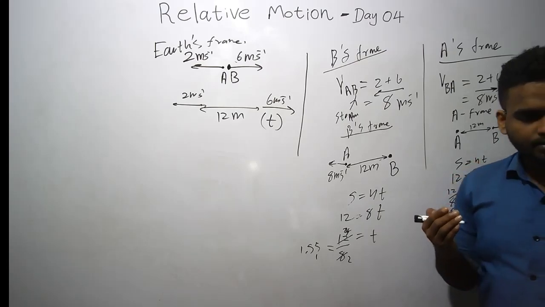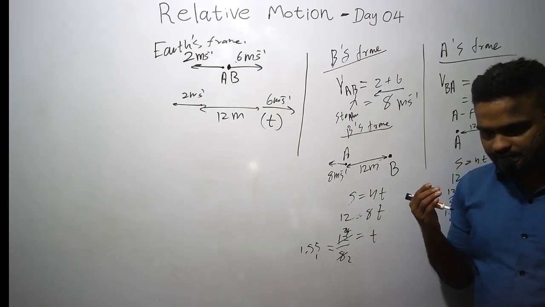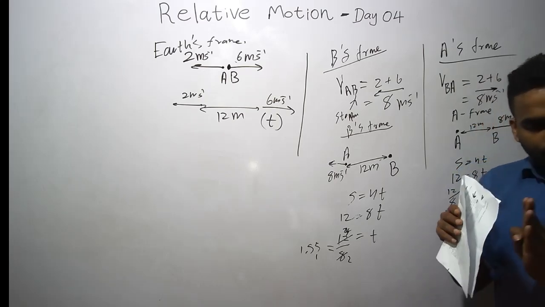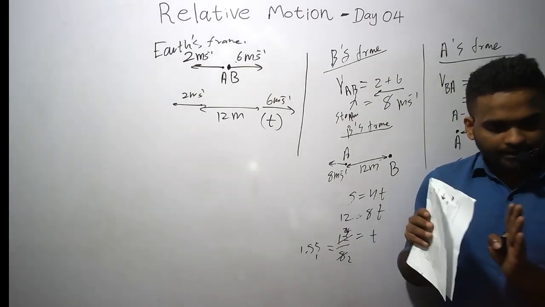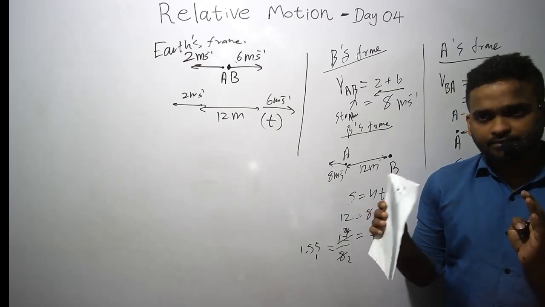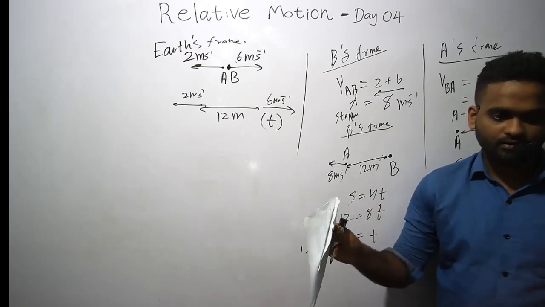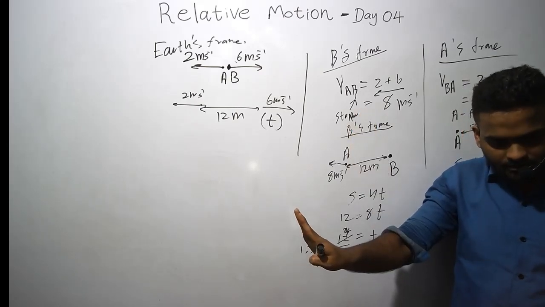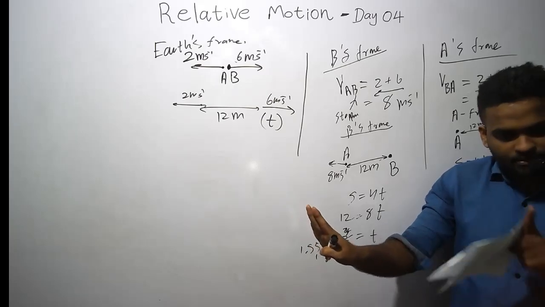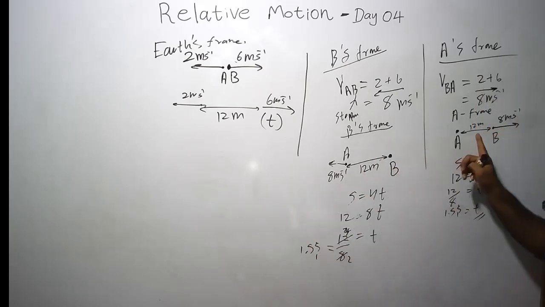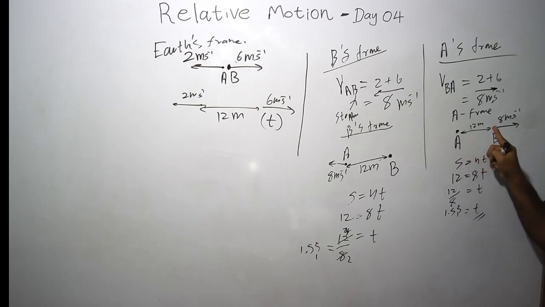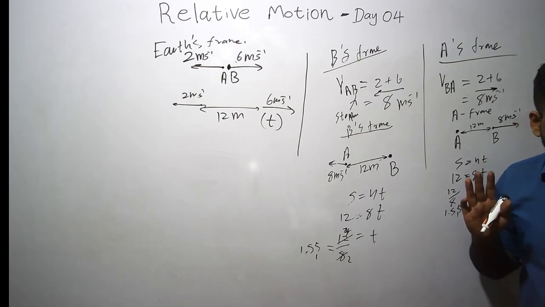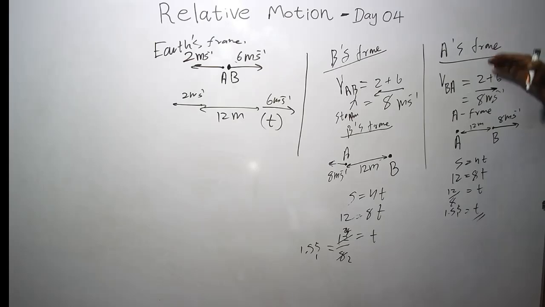So what's the advantage of using this? The advantage is, when two objects are moving simultaneously, it is difficult to think about both at once. The advantage here is you can stop one of the objects and think about the other one moving. So here we have stopped A. Then you have to think about the motion of B only. Then it is easy, it is just an S equals UT question. Understood, right? Okay, A's frame, take it down.